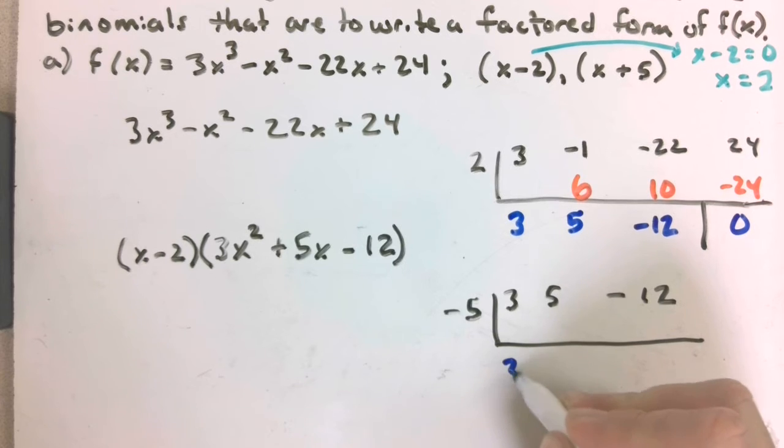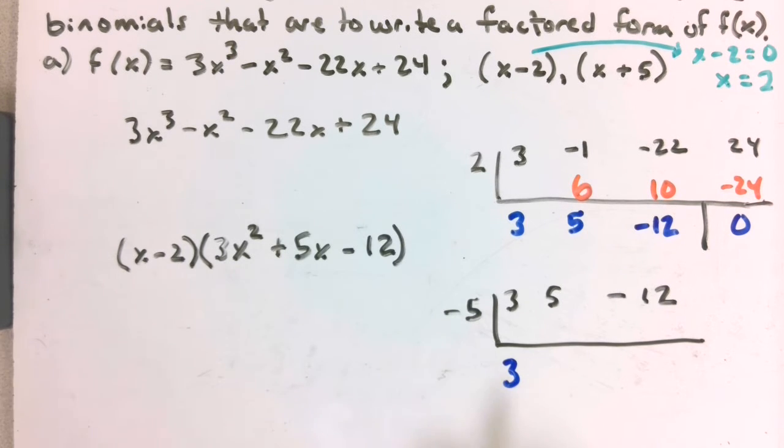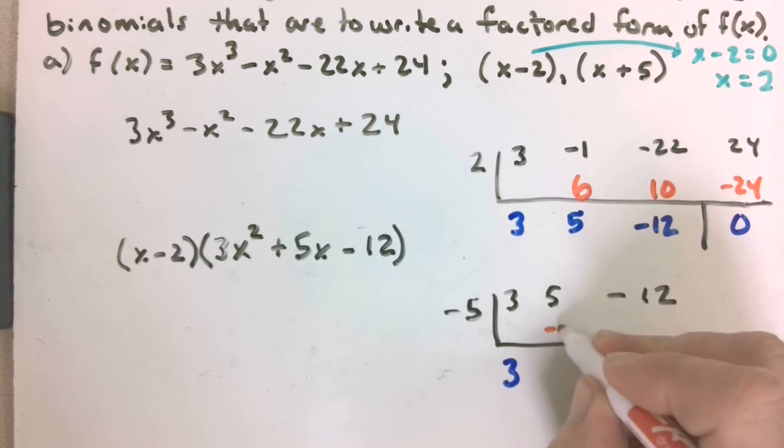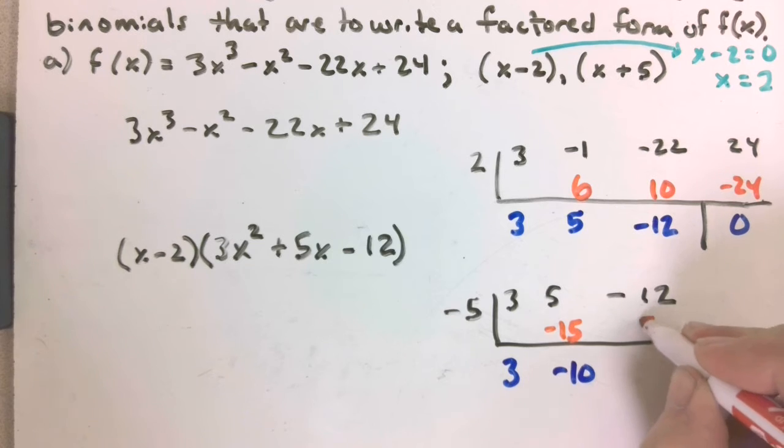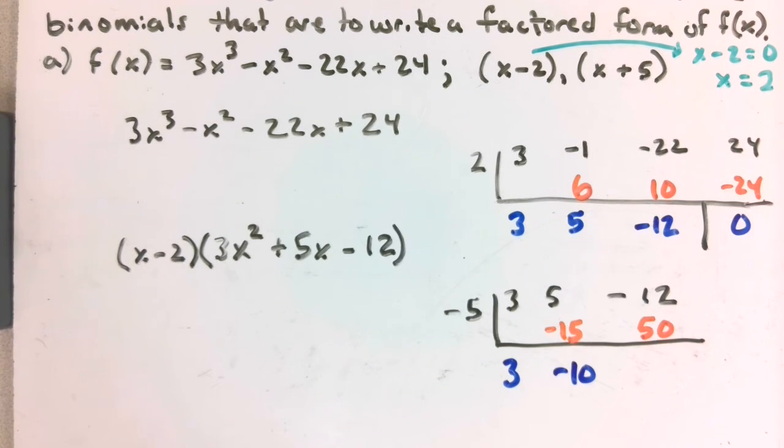From there we do our synthetic division steps. 3 plus nothing is 3. That 3 times the negative 5 in front gives us a negative 15. 5 minus 15 is a negative 10. That negative 10 times that negative 5 is a positive 50. And negative 12 plus 50 is a positive 38. The last number is always the remainder. So when I did the division this time, I ended up with a remainder of 38.